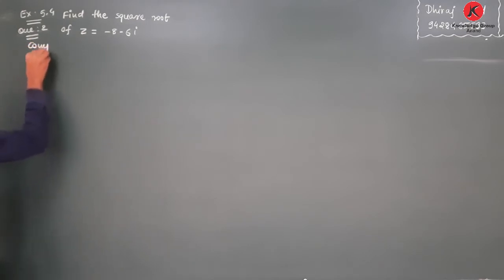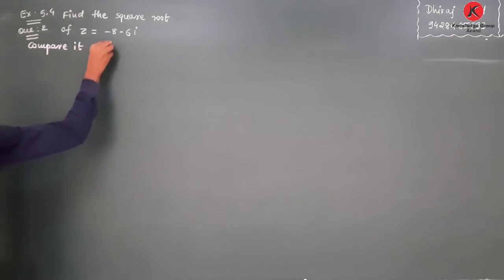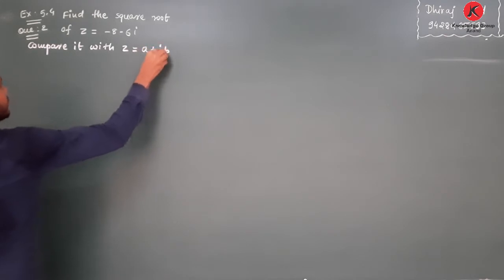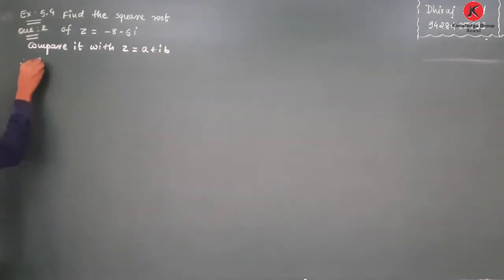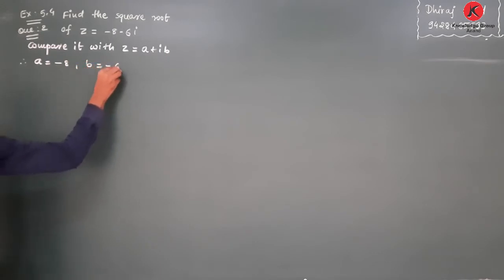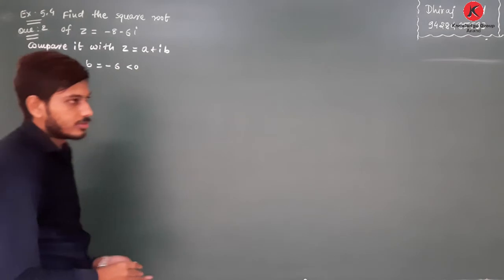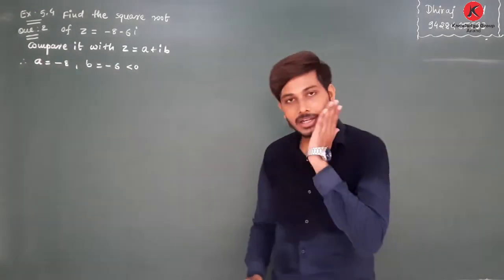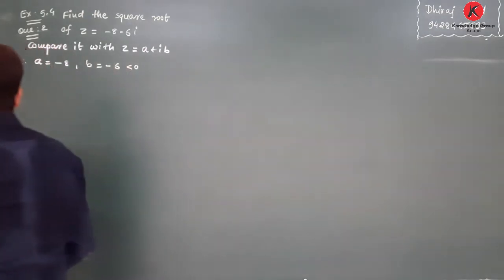Compare it with z = a + ib. Therefore we are getting a = -8, b = -6. The condition is b less than 0. Okay, let's check the condition. The imaginary part is negative, less than 0.